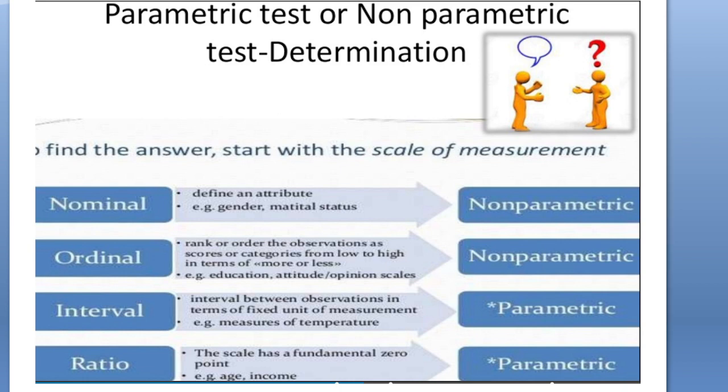Thus, we can conclude that if the data are nominal or ordinal, then a non-parametric test can be used, and if the data types are interval and ratio type data, then we can use a parametric test.